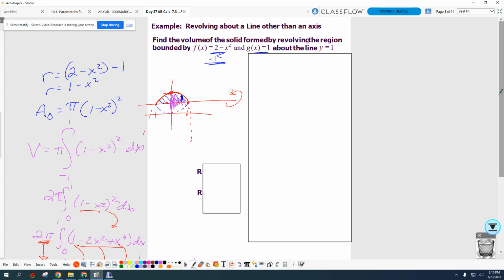Ashley said it's the top curve minus the bottom curve. The top curve here was this equation, y equals 2 minus x squared. The bottom curve was just 1. The radius is the distance from the top curve to the bottom curve: 2 minus x squared minus 1. Combining the numbers, good? Yes. What else? Any questions? No? You sure?